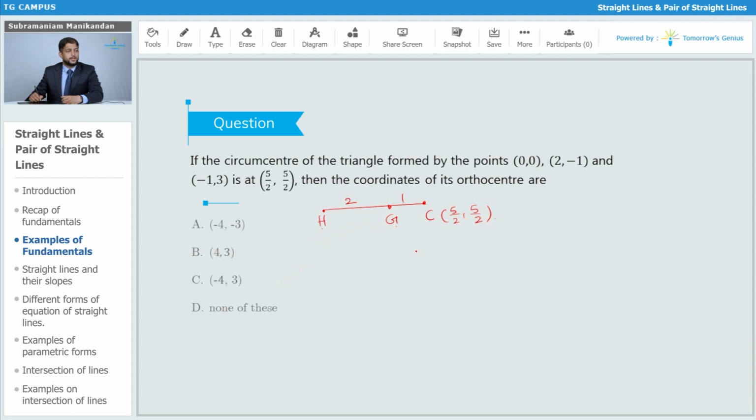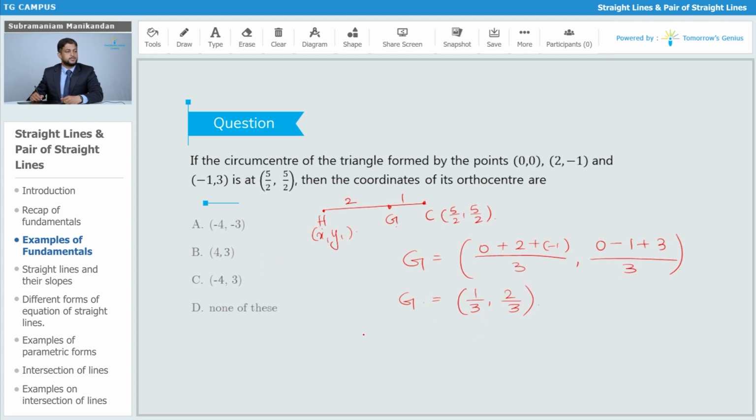From that, we can calculate G as sum of x coordinates divided by 3, sum of y coordinates divided by 3. So that's 1 by 3, comma 2 by 3. And thus we know 2 of the 3 points involved in the section formula. Suppose we let h be the point x1, y1.